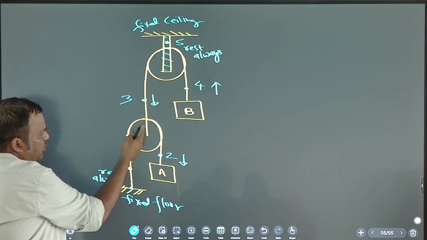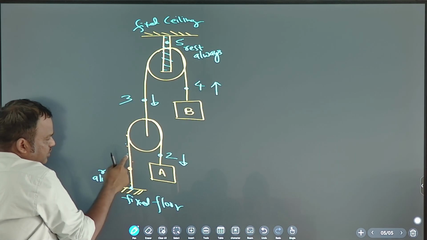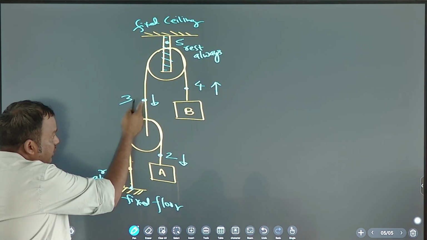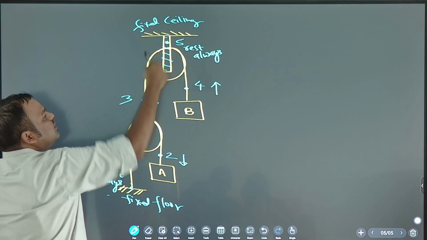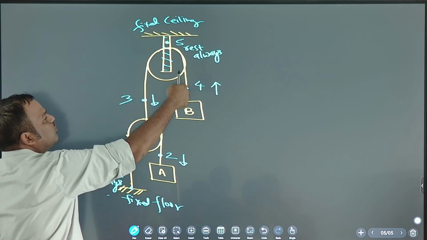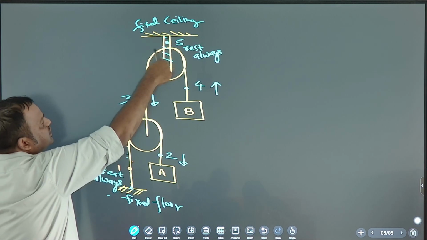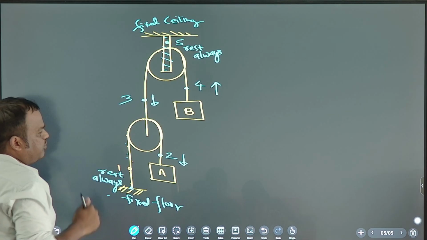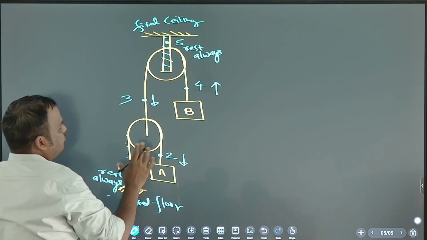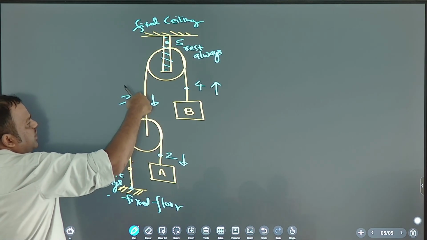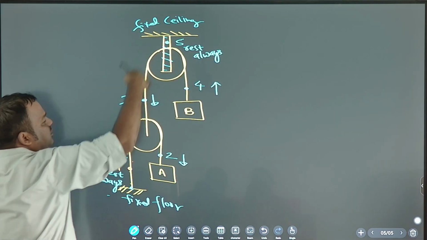Okay. Now you observe, this is the pulley. 1 point here, 1 point here, 1 point here. Now this is the pulley. 1 point here, 1 point here, 1 point here. So 3 points we will consider for a pulley. So how to find the relation between these 3 points? The acceleration of these 3 points.